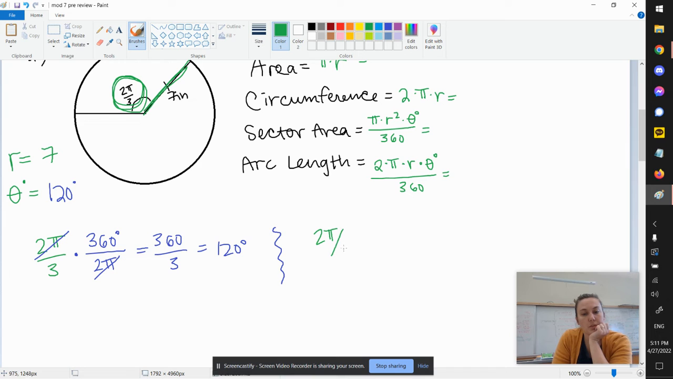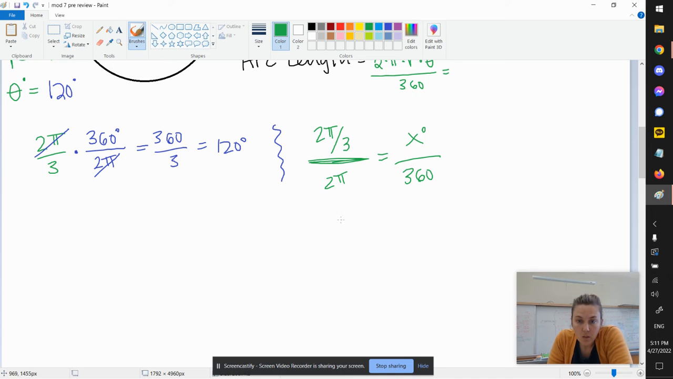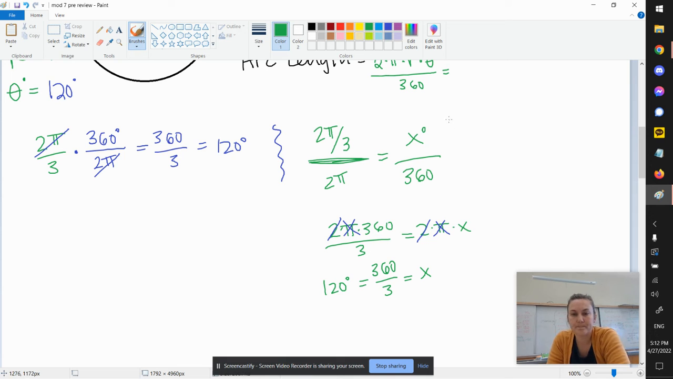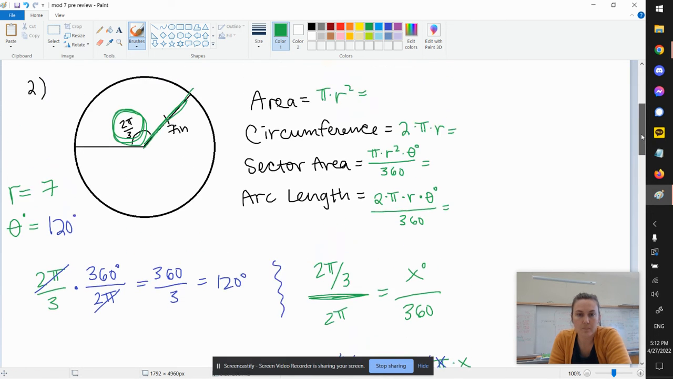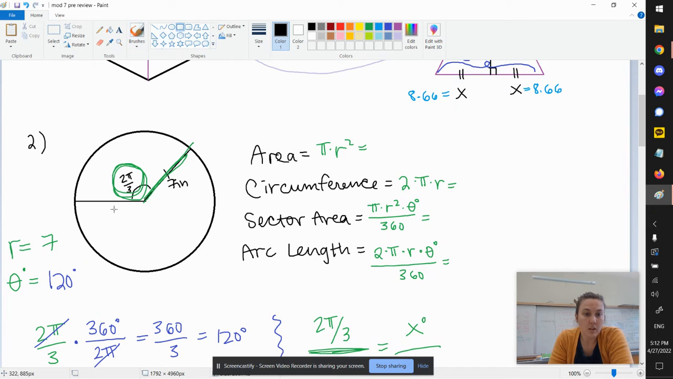We can do the ratio way, where we've got 2 pi over 3 over 2 pi equals x degrees over 360. We can cross multiply. So that's 2 times pi times 360, still divided by 3, equals 2 times pi times x. If there's a 2 on both sides in the numerator, we can cancel them. If there's a pi on both sides in the numerator, we can cancel them. So we again get that 360 divided by 3 is x, which is still 120. Great. So we've done our conversion.